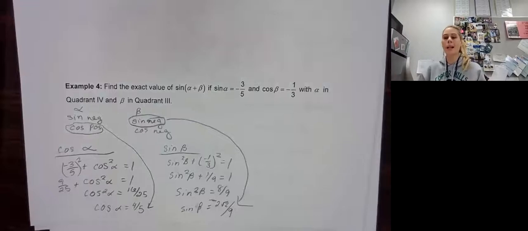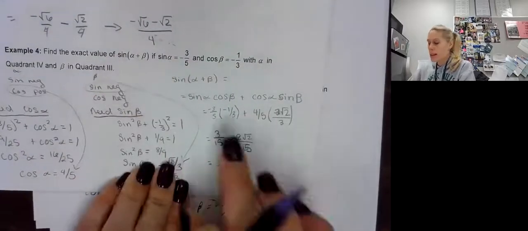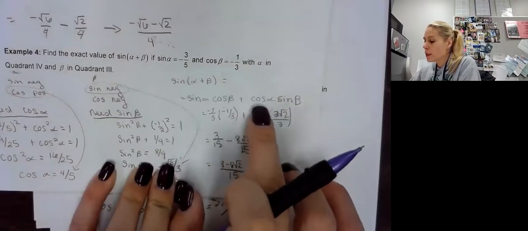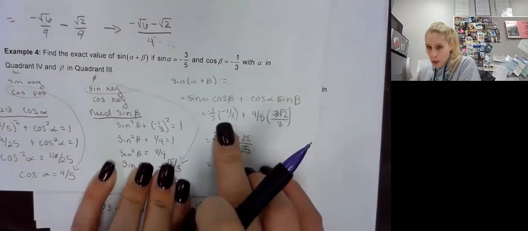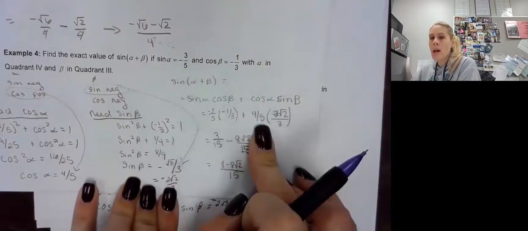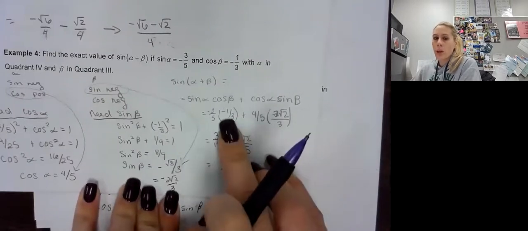And now I can do my sum of sine. Okay, and I'll show you that work here. So the sum of sine here would be sine alpha cosine beta plus cosine alpha sine beta. So we already knew sine alpha was negative 3 over 5. We already knew cosine beta was negative 1/3. We found that cosine alpha was a positive 4/5. And we found out that sine beta was negative 2 square root of 2 over 3. And then we do that multiplication there.